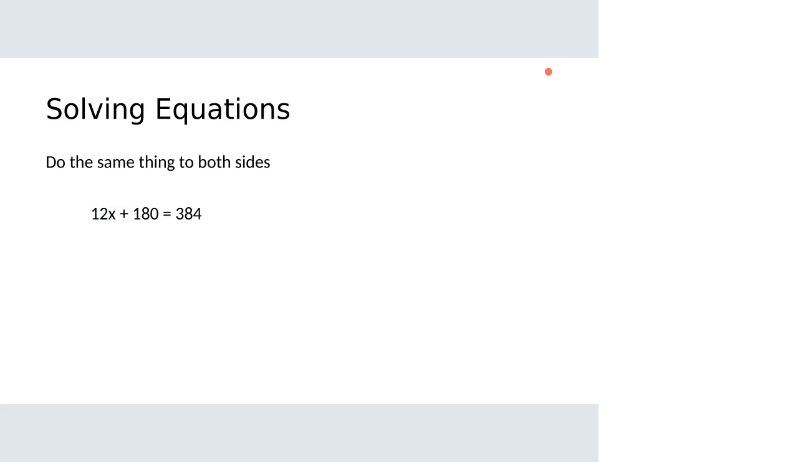This says 12x plus 180. What am I going to do to make plus 180 go away? What's the operation I'll do there? As I work to get rid of that 180 on the left-hand side, I have to do something. What is it I'm going to do to get rid of that plus 180?